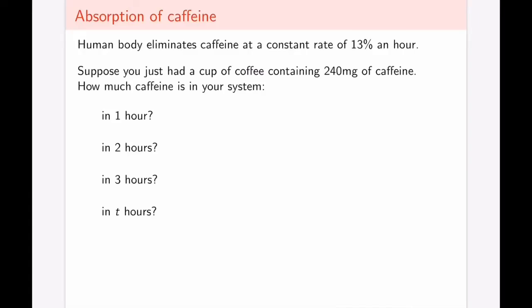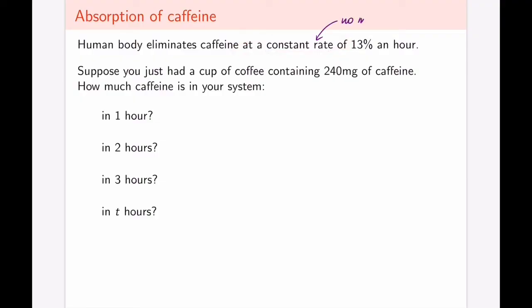In this lecture, we're going to take a look at a few applications of discrete dynamical systems: absorption of caffeine, absorption of alcohol, as well as the gas exchange model in lungs. We'll start with absorption of caffeine because it's the simplest one. The human body eliminates caffeine at a constant rate, which is why it's the simplest model: 13% an hour.